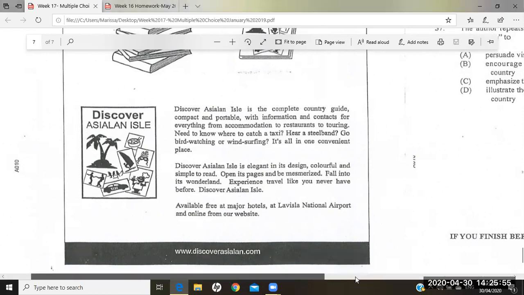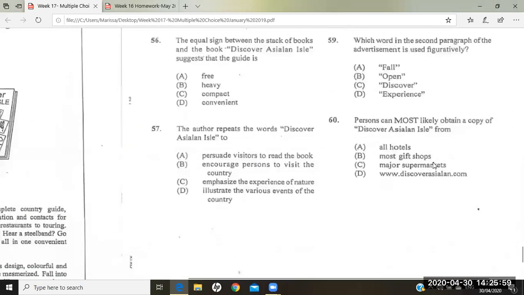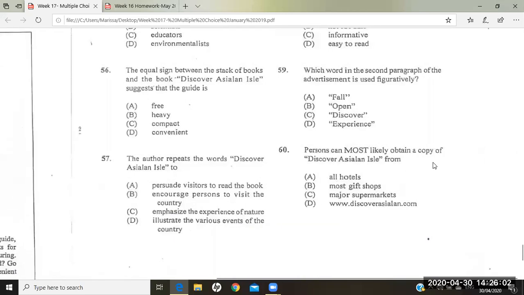So based on the responses that we have here, which of the words were used figuratively, so they weren't used literally? Is it fall, open, discover, or experience? The answer is A, fall, because they don't literally mean, okay, fall down. They are using the word figuratively. It's not used literally. So the answer for 59 is A, fall.